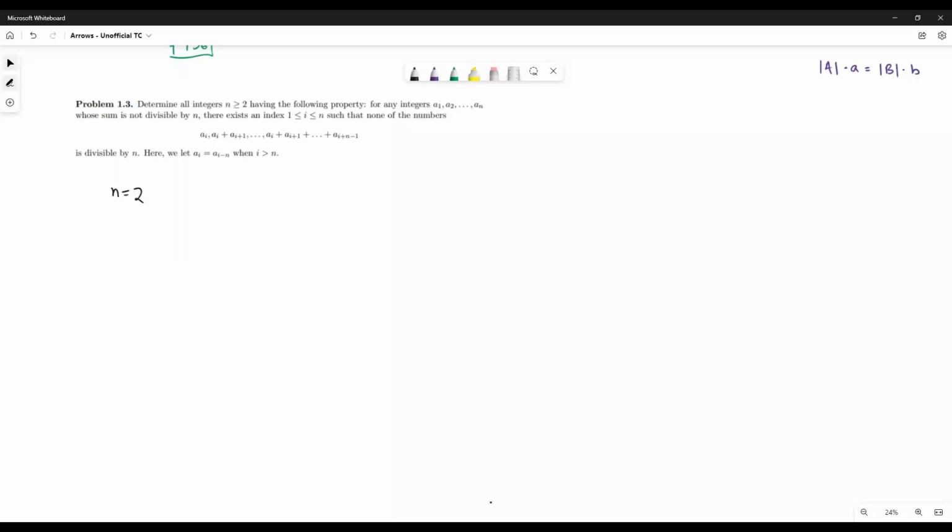For n equals 2, 2 doesn't divide a1 plus a2, which implies a1 and a2 are of different parity. But if we consider the index to be 1 and 2, then it implies that a1 and a2 are of the same parity, which is a contradiction.